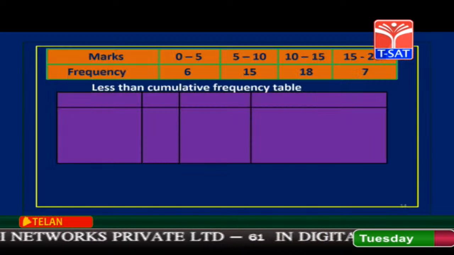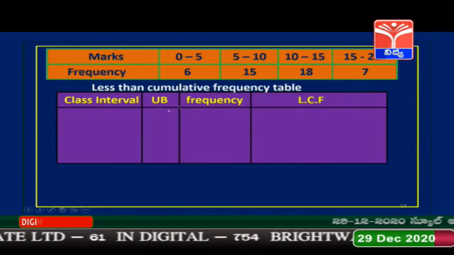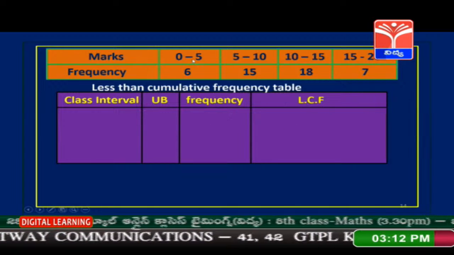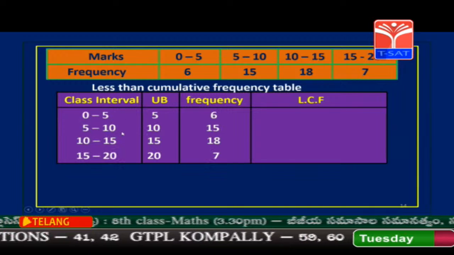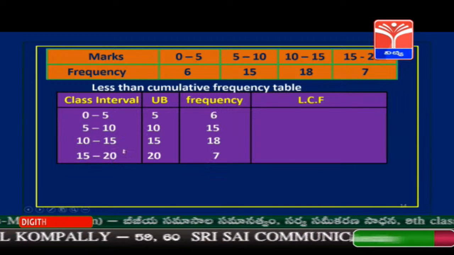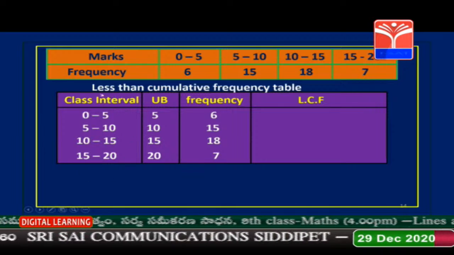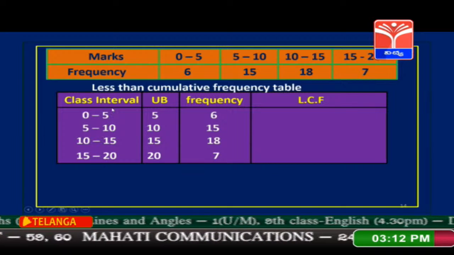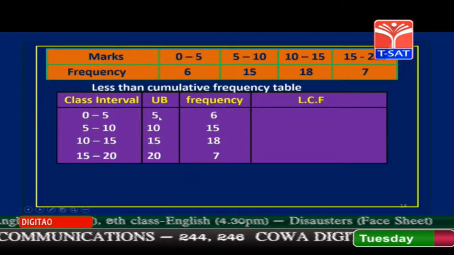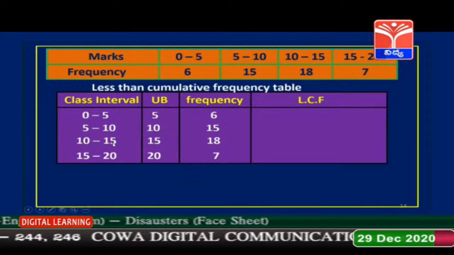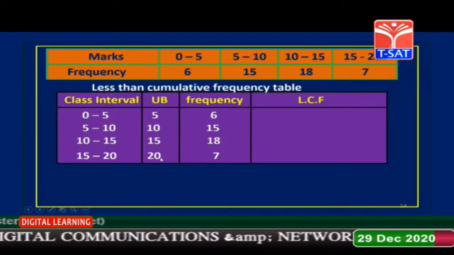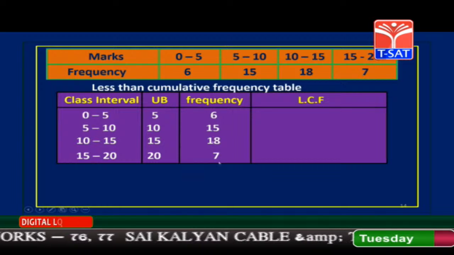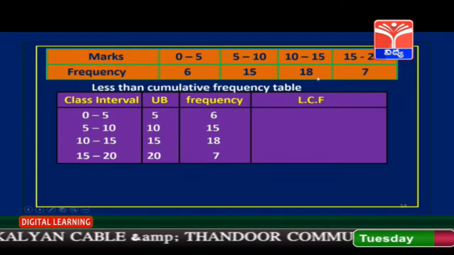Okay children, now what I am doing here? First I am taking class interval, next upper boundary, next frequency, next LCF. First class interval is 0 to 5, 5 to 10, 10 to 15, 15 to 20. Children, in your last class you learnt what are exclusive classes, right? So these are exclusive classes. For exclusive classes, boundaries and limits are the same. So 5 is the upper boundary, 10 is the upper boundary, 15 is the upper boundary, and 20 is the upper boundary. So what I am doing here, I am taking 4 upper boundaries of 4 classes. Next frequencies I am taking as it is: 6, 15, 18, 7.